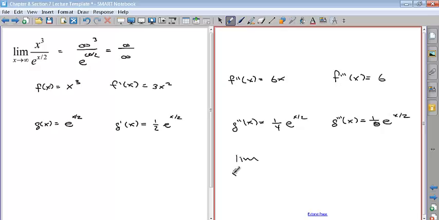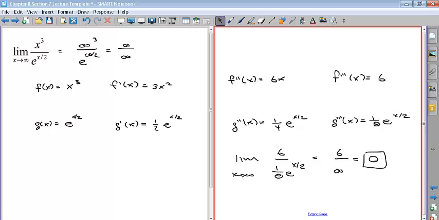So that's what we're going to do. We're going to look at the limit as x goes to infinity of 6, so the f triple prime of x, divided by 1/8 e to the x over 2. Well, in this case, you're going to get 6 over infinity if you plug in infinity. It's no longer indeterminate because we don't have infinity in both the numerator and the denominator. This is a constant, this is infinity. The answer is 0. So that's an entirely acceptable response, 0.